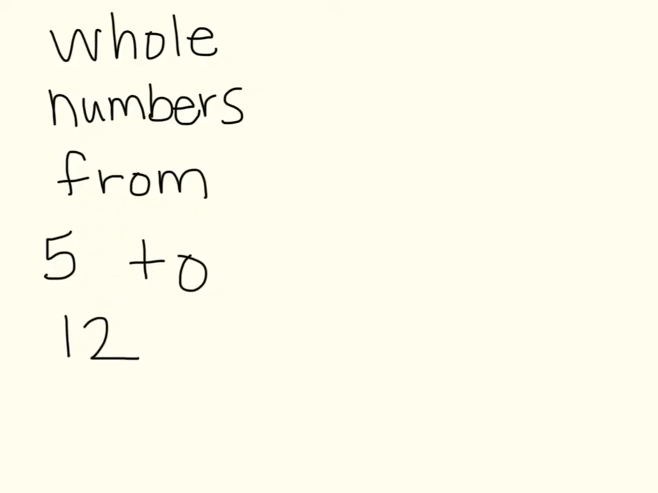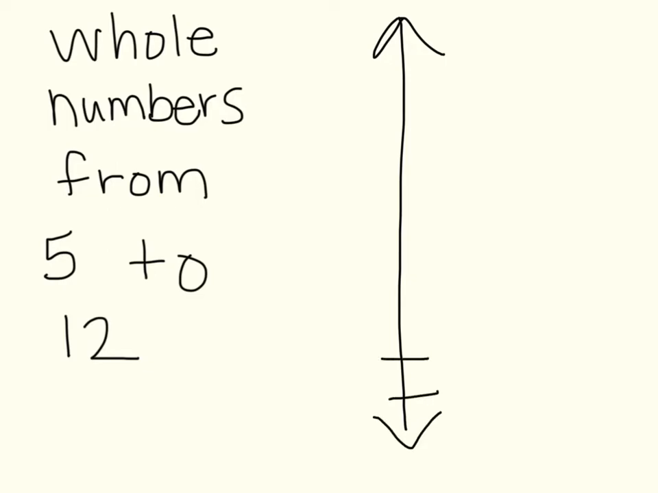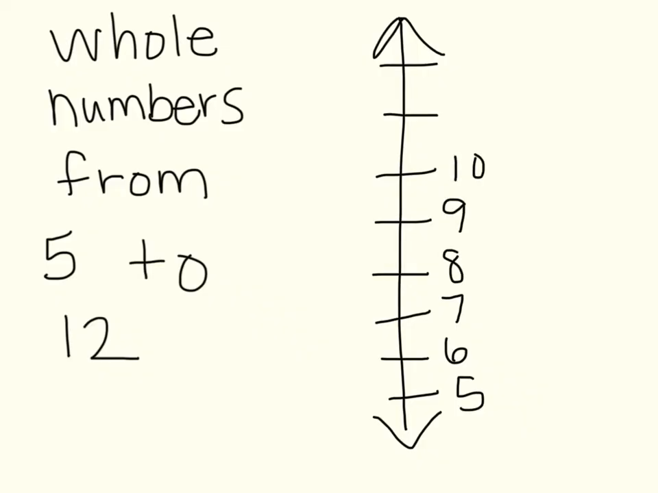Let's draw a number line to represent a set of whole numbers from 5 to 12. This will be a vertical number line this time. Please note the slightly different wording in this question. Our previous question asked us to represent whole numbers between 5 and 12. However, this problem is asking us to represent all whole numbers from 5 to 12. It's only a slight difference in wording, but it will change the way you answer the problem.